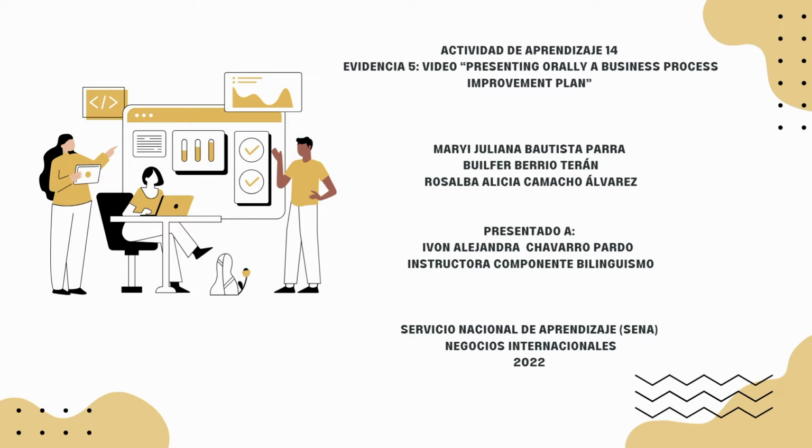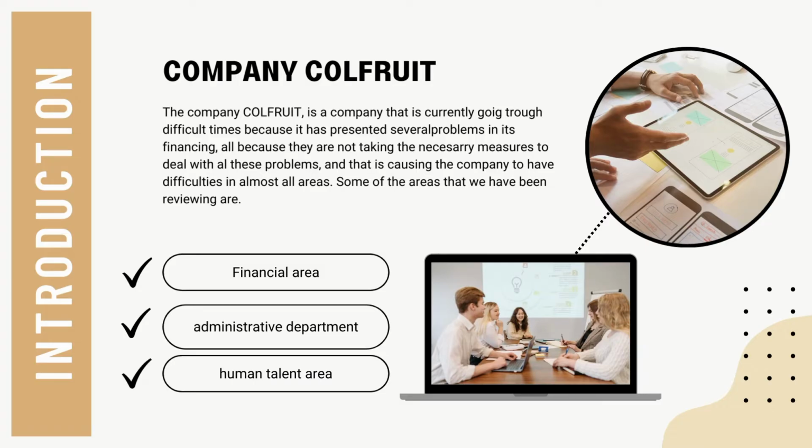Evidence 5. Presenting a business process improvement plan. In this activity, an improvement plan for the business management system will be presented. We will study how our company can improve and what are the best alternatives or negotiations it can reach on this task, in the English language, with attention to the pronunciation of the improvement system.